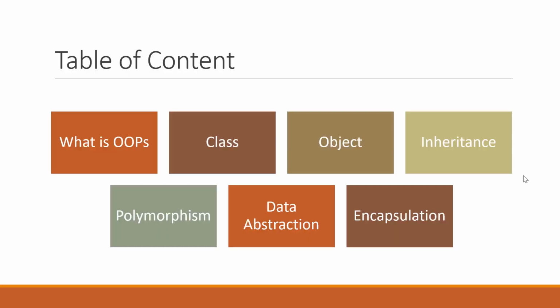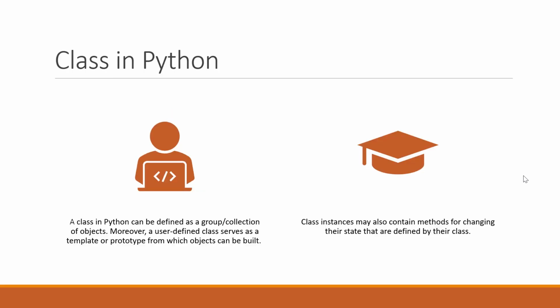So as I told you, the key concepts, or we can say the fundamentals of object oriented programming, are classes, objects, inheritance, polymorphism, data abstraction, and encapsulation. So let's discuss each one of them in detail, and we will start off with the concept of classes in Python. In simple terms, a class in Python can be defined as a group or collection of objects. Moreover, a user-defined class serves as a template, or we can say prototype, from which objects can be built.